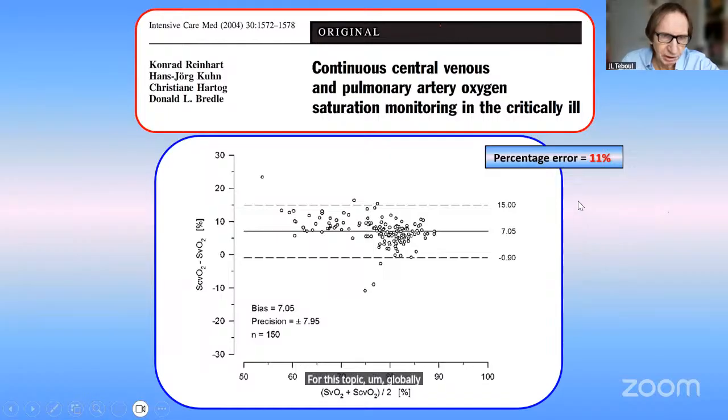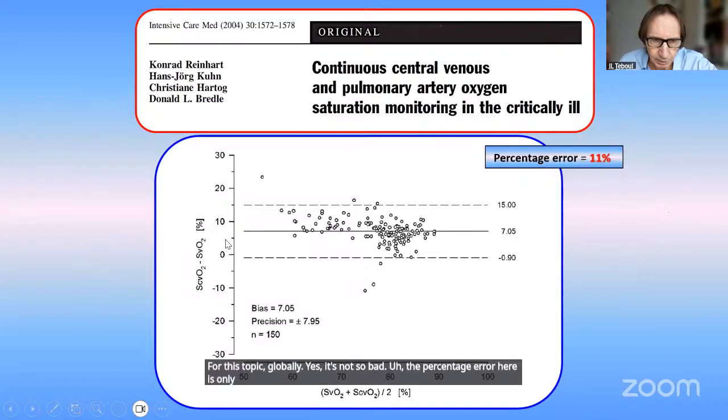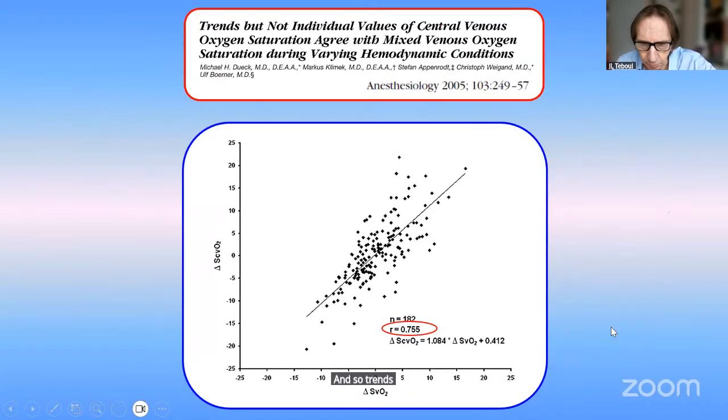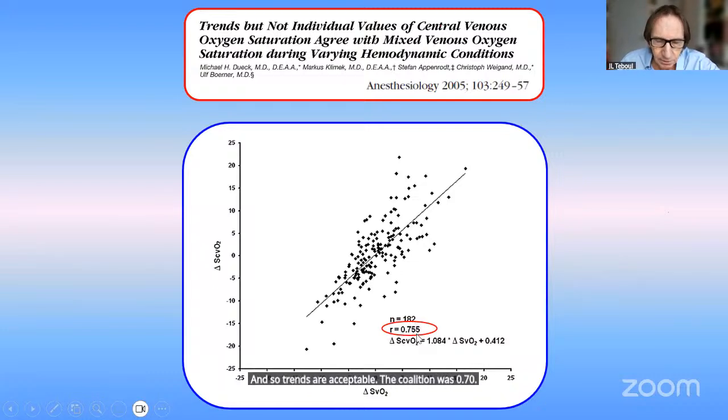Globally, yes, it's not so bad. The percentage error here is only 11% between SvO2 and ScvO2 in this paper, and the trends are acceptable. The correlation was 0.75. So it is admitted by experts that we can use ScvO2 if we have no PA catheter in place.